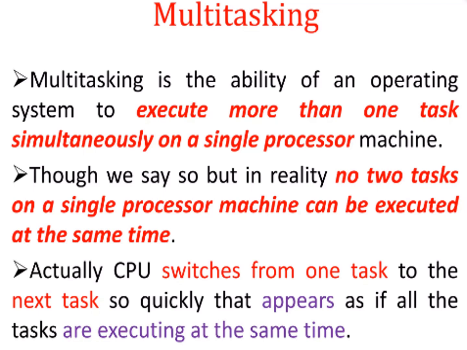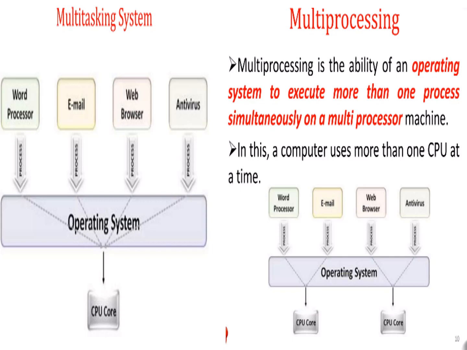Though we say it is simultaneous, it is performing all the tasks on a single processor, but actually the CPU switches from one task to the next so quickly that it appears as if all the tasks are executing at the same time. Now you can see the difference between the multitasking system and the multiprocessing system. Here a single operating system can do multitasking: word processor, email, web browser, antivirus. Here we are seeing a single CPU core.